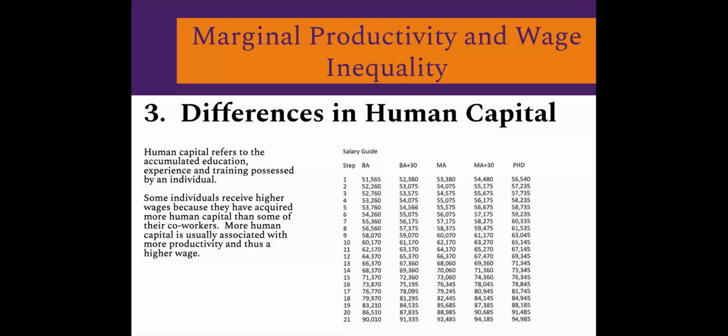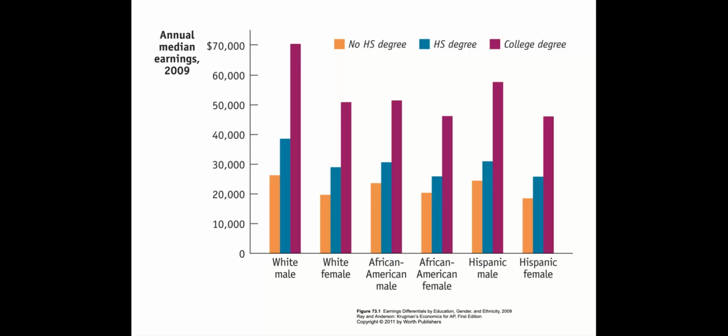And this just isn't in teaching. This could be in big pharma. This happens in finance. This happens in all different industries, okay? So differences in human capital, that might be a reason why you get paid differently. So here in this chart, we can see the difference between having a college degree and having a high school degree on your annual median earnings.